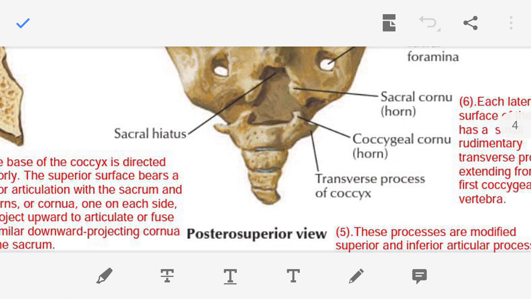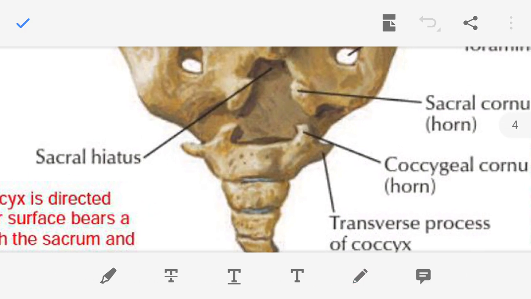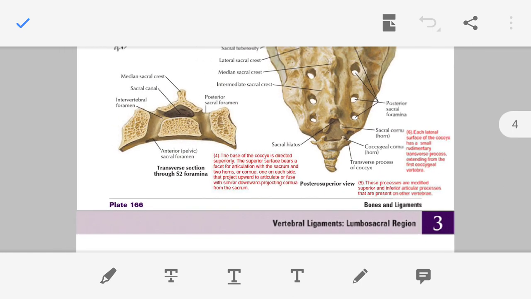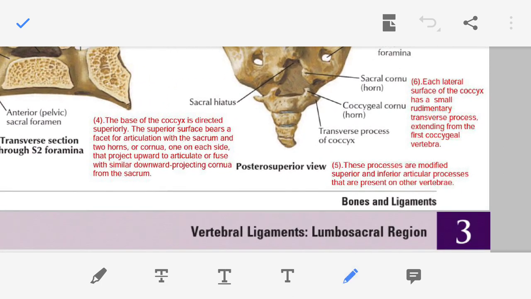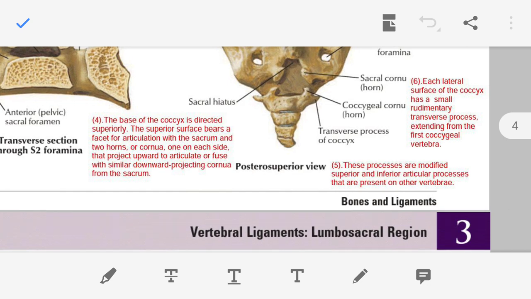In this figure, both the horns are shown separately, that means they are not joining over here, but I will explain how they are joining. So wait for that. With this we have completed the fourth point: on the transverse side or the lateral side, the coccyx has the coccygeal cornu, and this coccygeal cornu articulates with the sacral cornu. This is the fourth point. Now moving on to the fifth point.